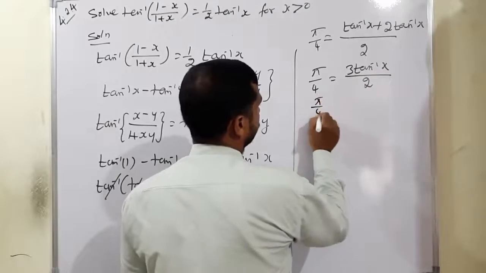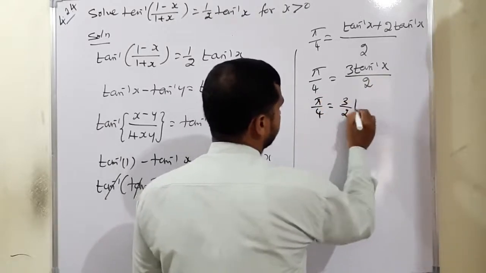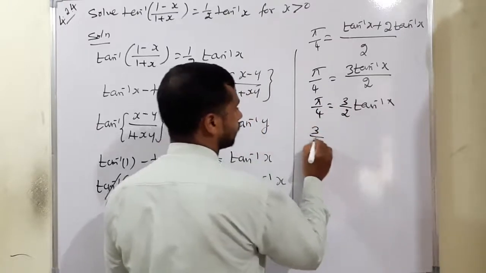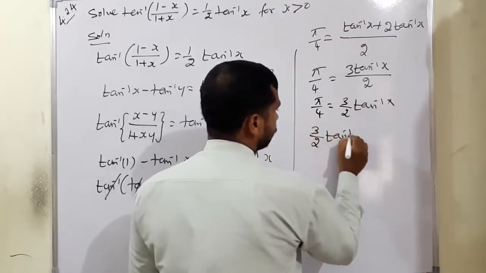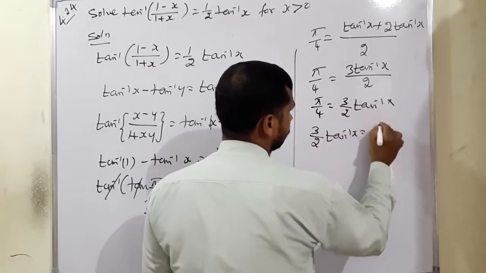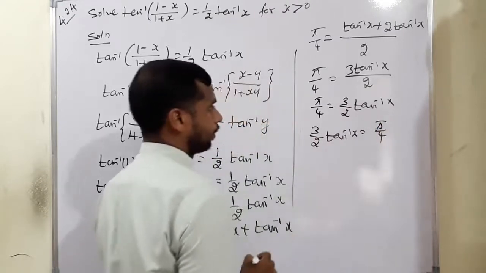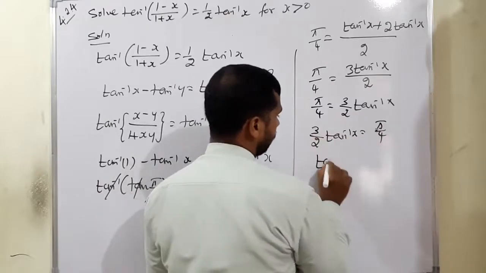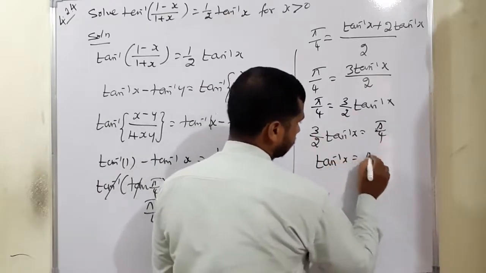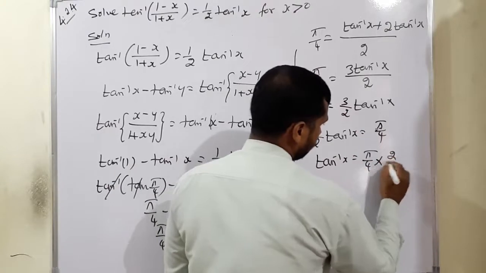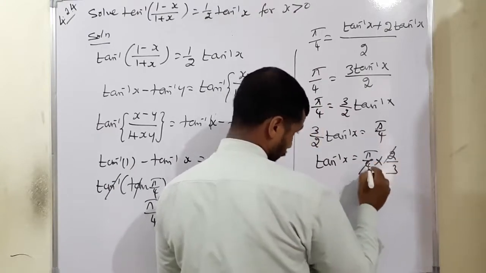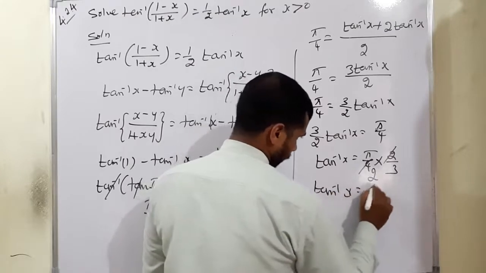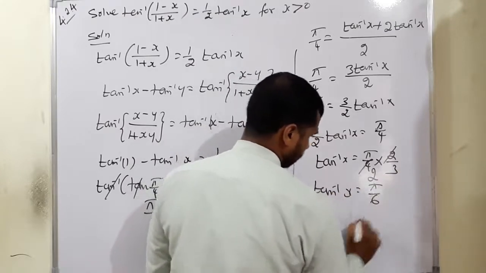Pi by 4 is equal to 3 by 2 tan inverse x. Again interchanging the whole term, 3 by 2 tan inverse x is equal to pi by 4, isn't it? Now bringing 3 by 2 to the opposite side, tan inverse x is equal to pi by 4 into 2 by 3. Again 2 and 4 cancel, leaving 2 times. Now tan inverse x is equal to pi by 2 into 3, which means 6.